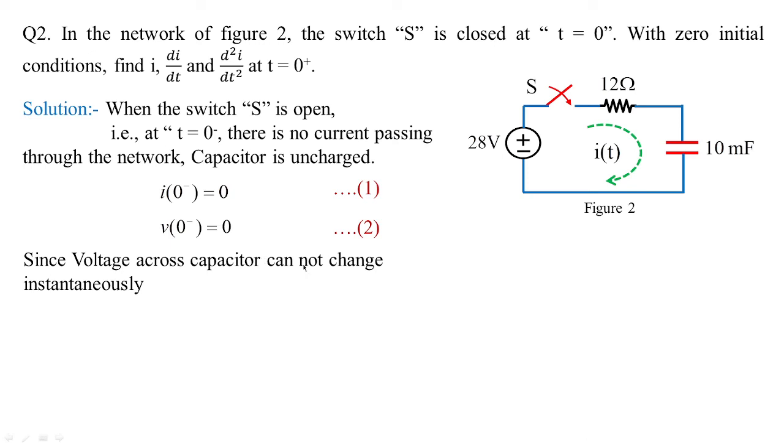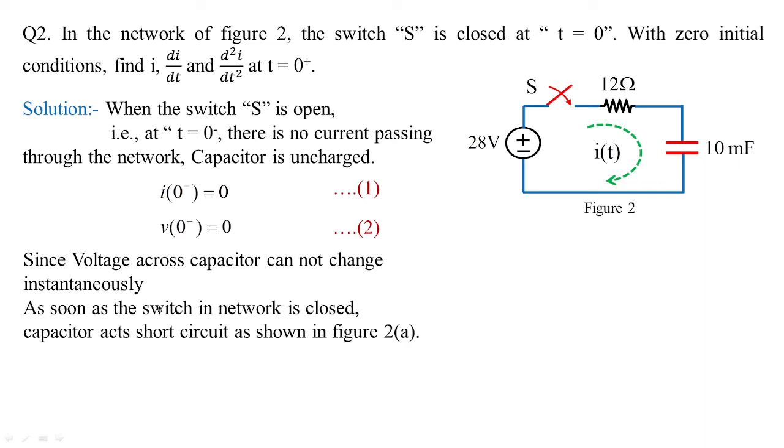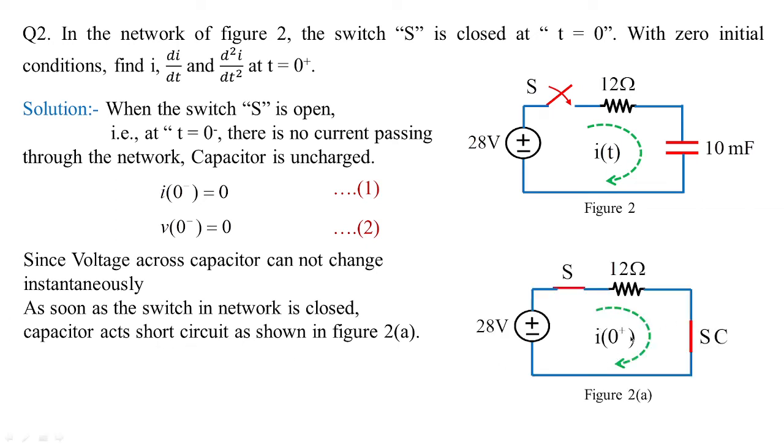Now, since the voltage across a capacitor cannot change instantaneously, like in the case of an inductor the current through it cannot change instantaneously. As soon as the switch is closed in the network, the capacitor acts as a short circuit. This we have seen from the basics. You can refer to the tabular column. Now the capacitor acts as a short circuit at t equal to 0 plus, and this is how the circuit will look like. Now you see the switch is closed and the capacitor is acting as a short circuit.